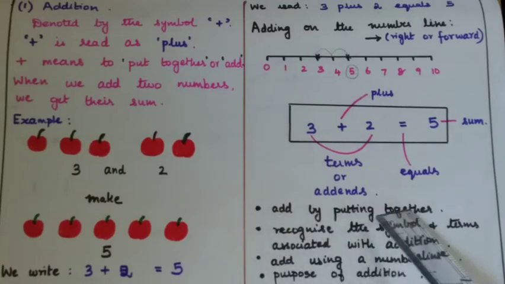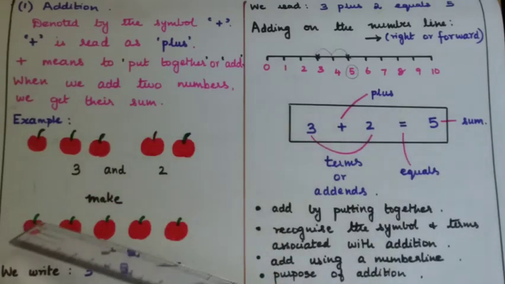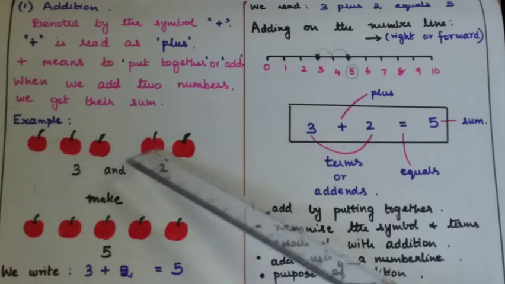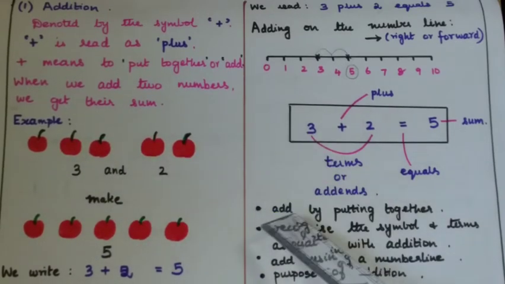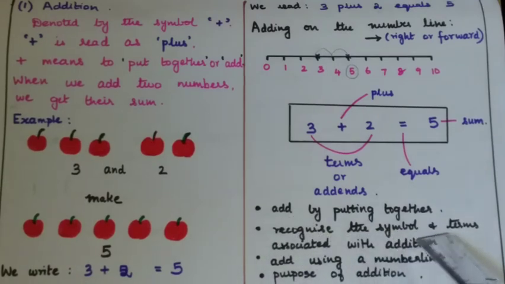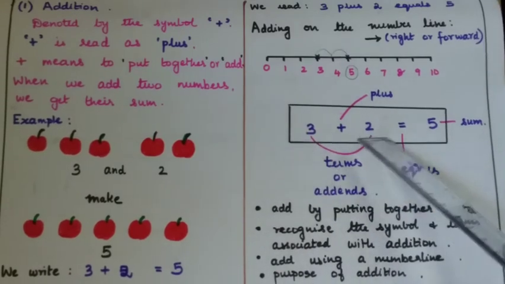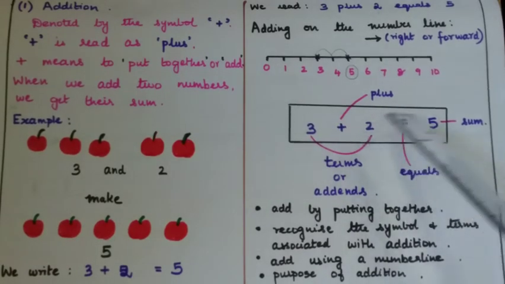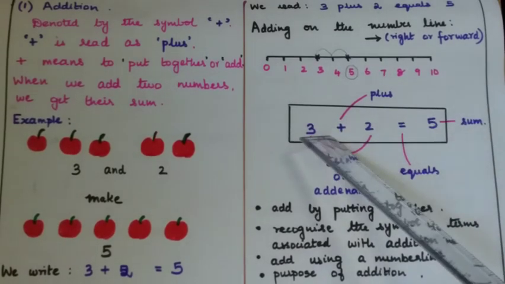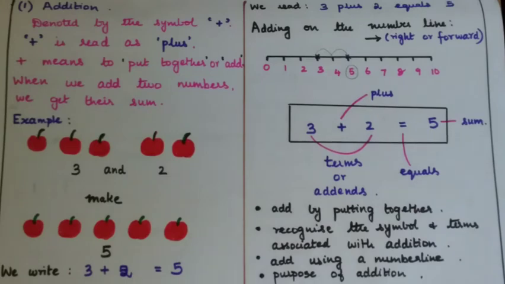So by the end of this, the child should be able to add by putting together. They should at least be able to count and add the apples and say the answer. They should also be able to recognize the symbols and the terms associated with addition. They should be able to say the symbol plus, equals, and they should know the two numbers are called the addends and the result obtained is the sum.